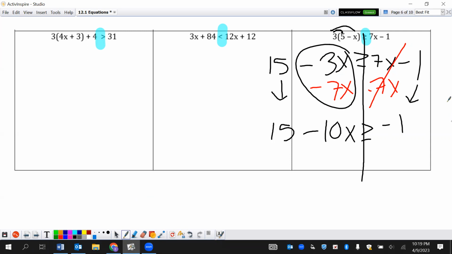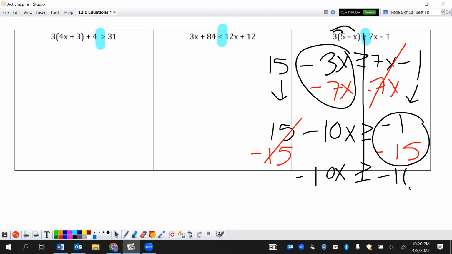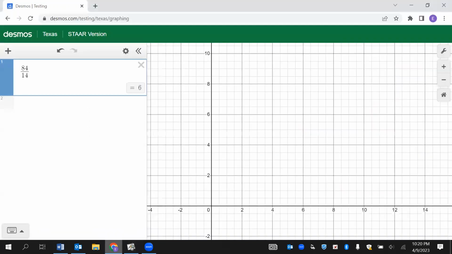Okay. Remember, the goal is to get x by itself. And so if I want to get x by itself, first I'm going to cancel this 15. It's positive, so I'm going to do the opposite, minus 15. Move it to the other side. I have negative 10x greater than or equal to. Negative 1 minus 15 is negative 16. And in the final step, whatever number is with x, you'll divide it on both sides. And so I get x, and then negative 16 divided by negative 10. It's positive 1.6.